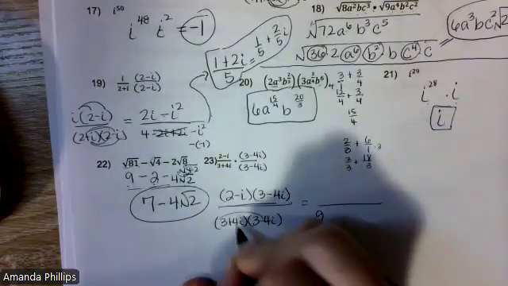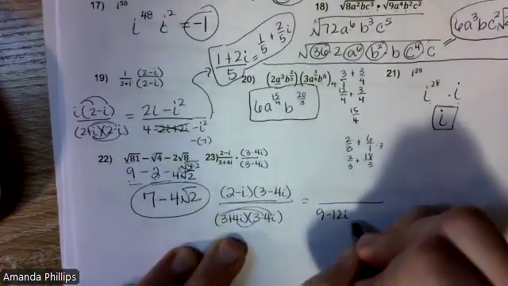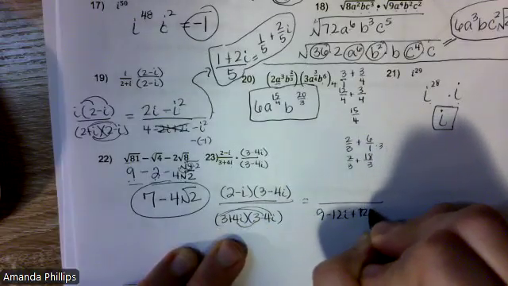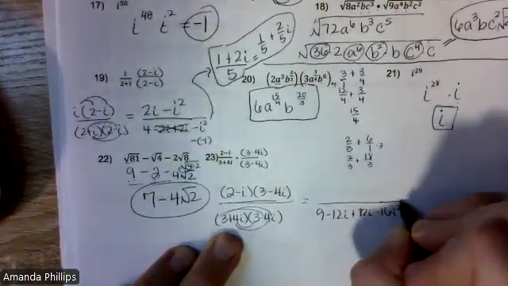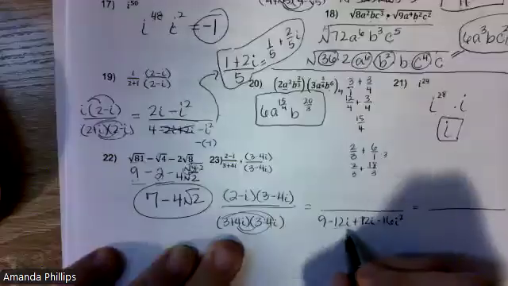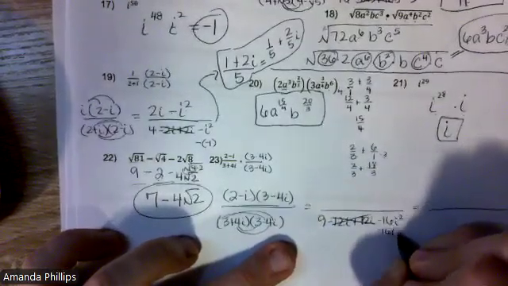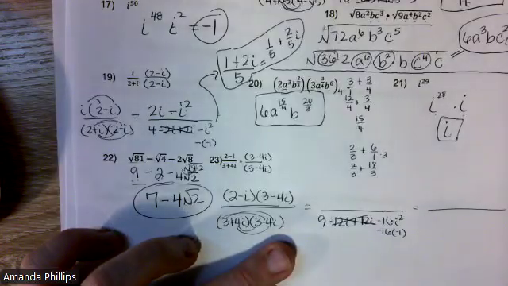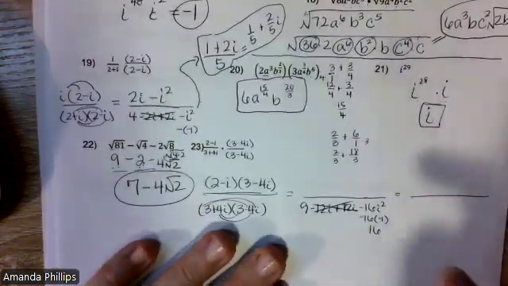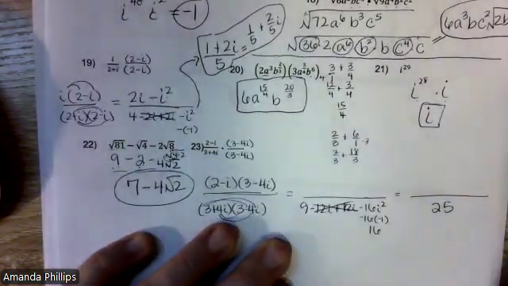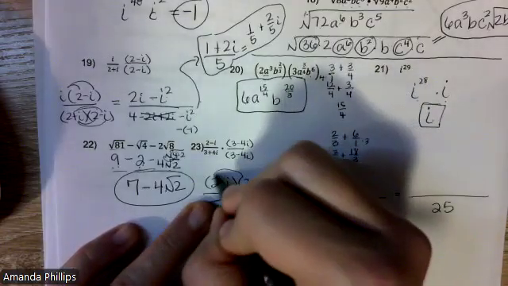3 times 3 is 9. 3 times negative 4i is negative 12i. 4i times 3 is positive 12i. And 4i times negative 4i is negative 16i squared. Okay, these cancel out, which is why we do the conjugates. And negative 16i squared is negative 16 times negative 1, which is positive 16. So 9 plus 16 is 25. Okay. All right. In the numerator, 2 times 3 is 6.